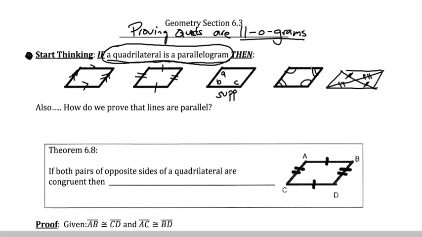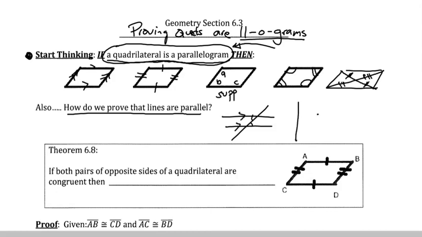Now what we're going to do is figure out how to prove something is a parallelogram. Now, if you think back to chapter 2, I think it was, when we were trying to prove lines were parallel, before we had proved lines are parallel, we knew that they were parallel. And if we knew they were parallel, then the alternate interior angles were congruent, the same side interior angles were supplementary, corresponding angles were congruent, and all that. So you already knew that they were parallel.